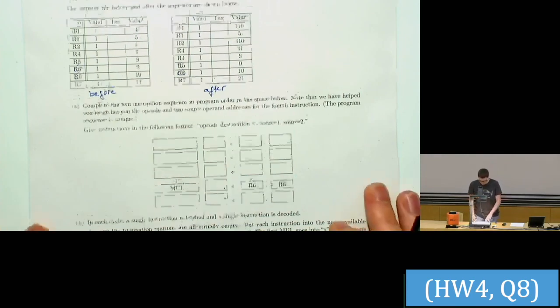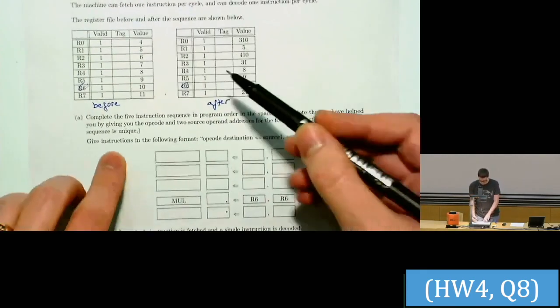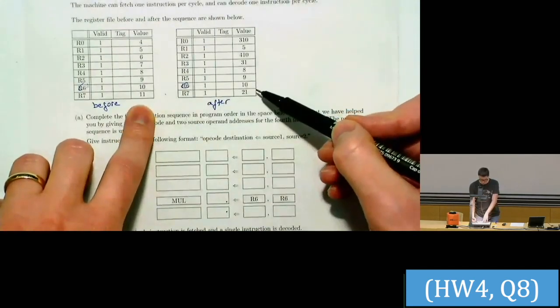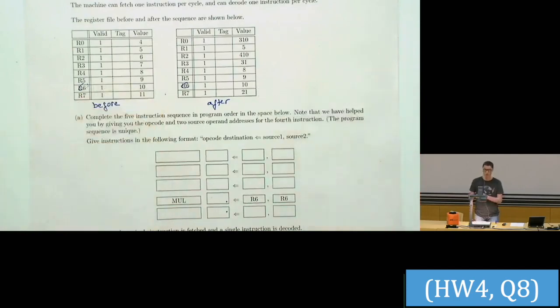Okay, so let's start one by one. If you look at those given values and the final values we get, your approach here should be trying to reconstruct the final values using the values that we have initially.